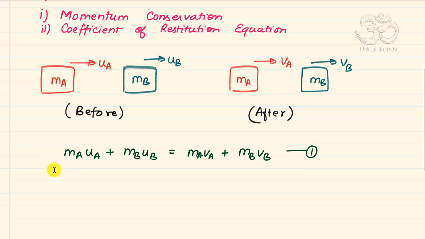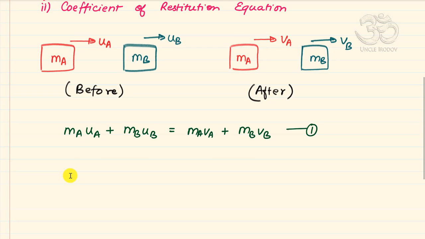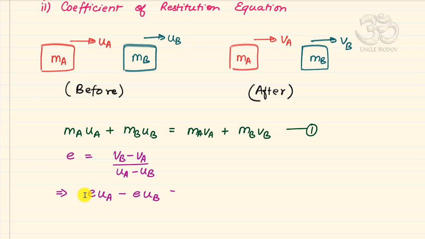And the second equation is for e. So what equation do I have for e here? e will be vb minus va divided by ua minus ub. And what I will do is I will try to write this in a different form. I will just try to cross multiply and then write it. So I will have e ua minus e ub is equal to vb minus va. This is equation number 2.